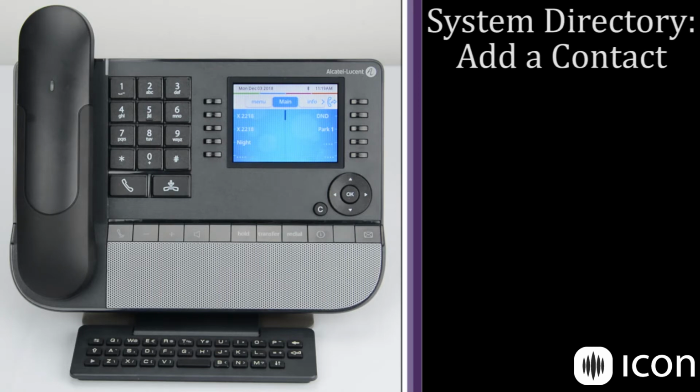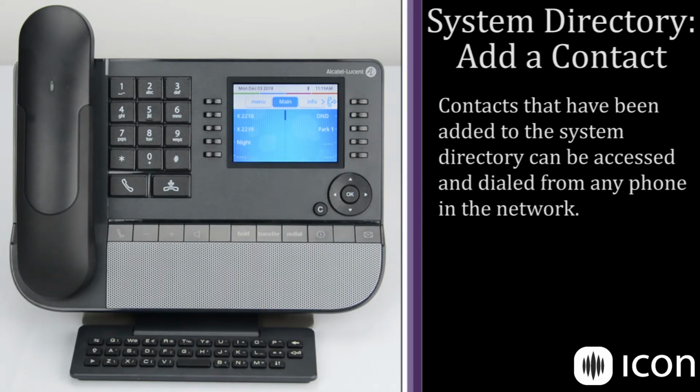We can also add a contact to the system directory from an operator station. Once a contact has been added, they can be accessed from any phone on the network through the dial by name directory. This can be helpful for adding common contacts to the system directory, such as customers or vendors. To add a contact, navigate to the menu tab and select Operator.